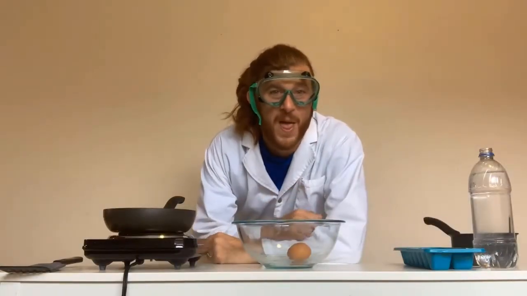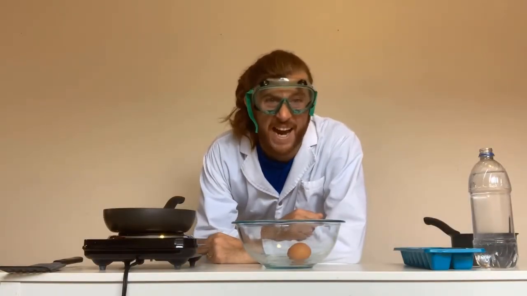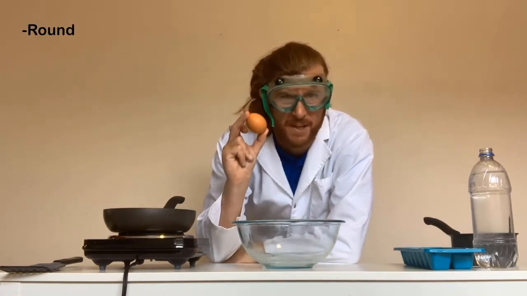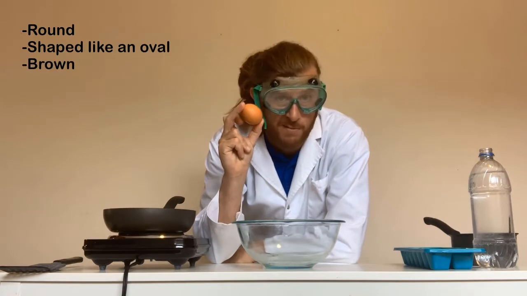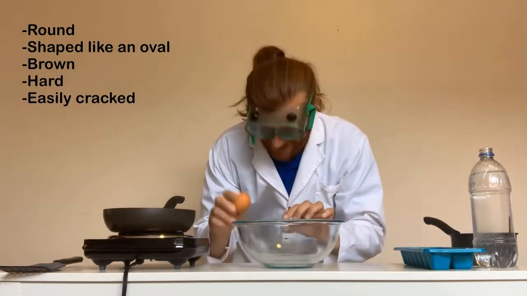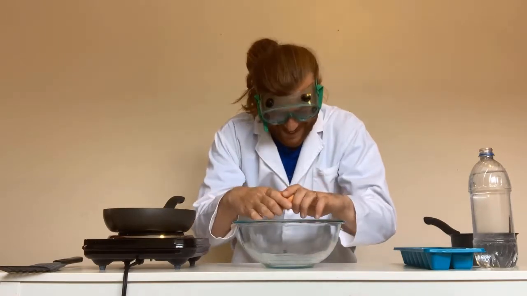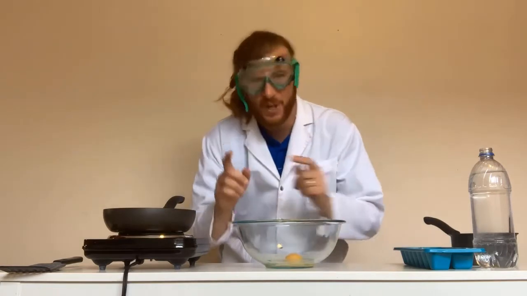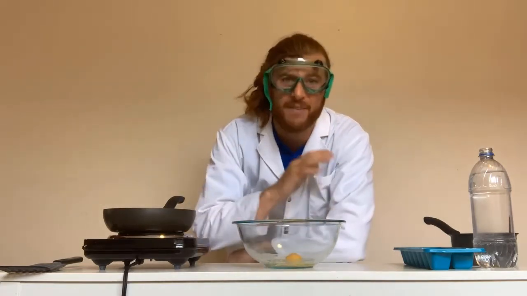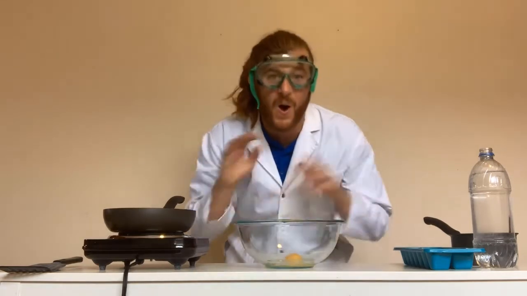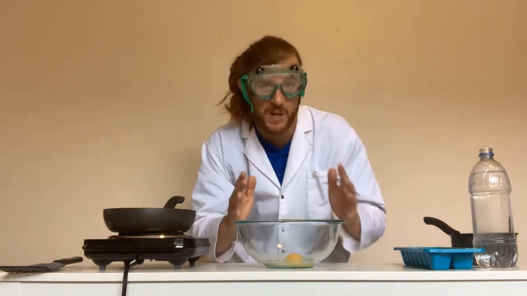Now, let's get cooking. Let's start by looking at what properties our egg has. It's round, shaped like an oval. It's brown, it's hard, and it's easily cracked. Remember, kids, when dealing with hot things, make sure to have an adult around, as nobody should get hurt while sciencing.